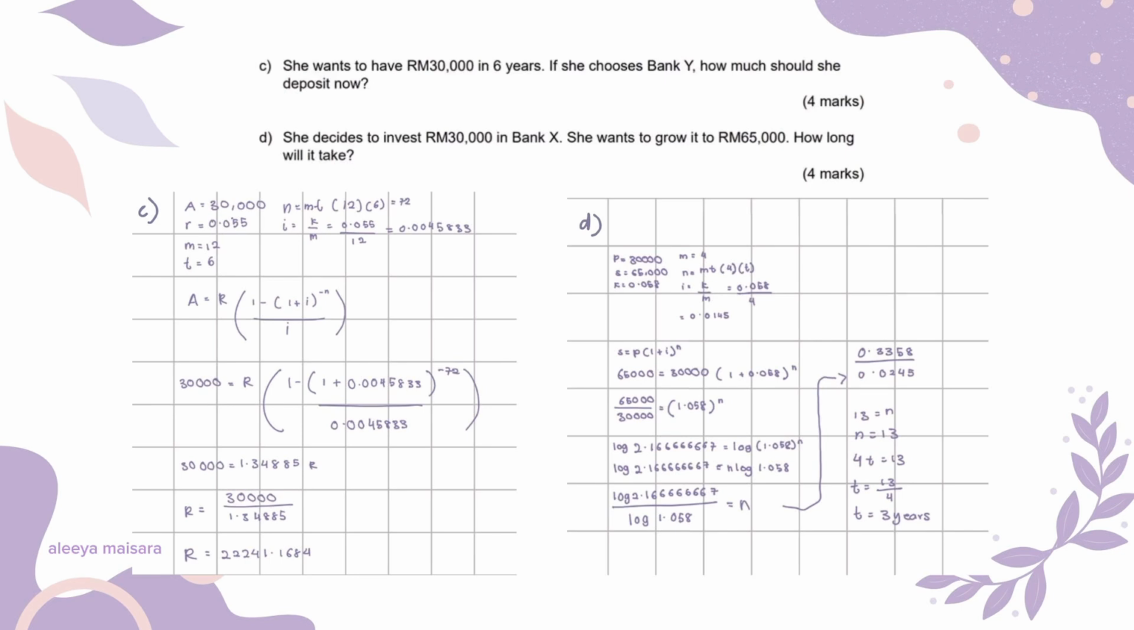This shows that we already put the n on the front. And next step, we have log 2.166666667 divided by log 1.058 equals n. Then we will get 0.3358 divided by 0.0245. Finally, we will get t equals 13 years.